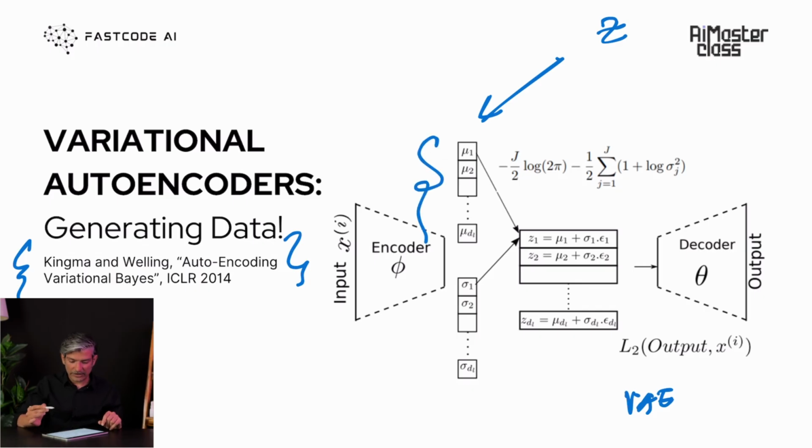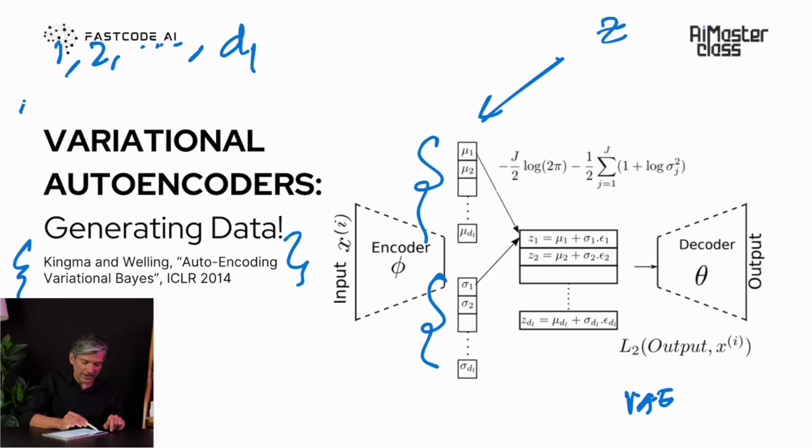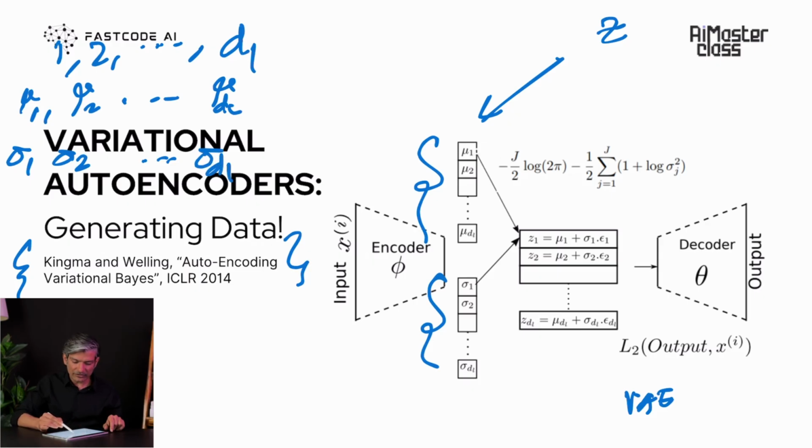You just assume that, okay, I have, let's say, a DL dimension distribution. The dimension of my latent space is DL, and I'm going to have so many mu's, right? So I'll have mu1, mu2, all the way to mu DL. And similarly, I will also have so many sigmas, sigma 1, sigma 2, all the way to sigma DL. And this is what I output as the encoder. So I assume that the encoder is outputting this.